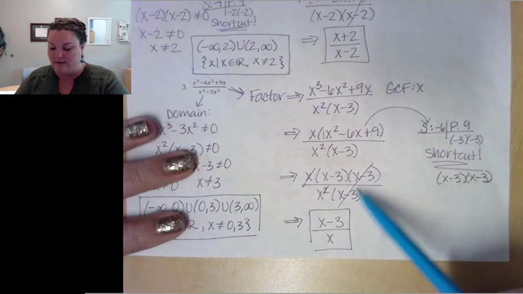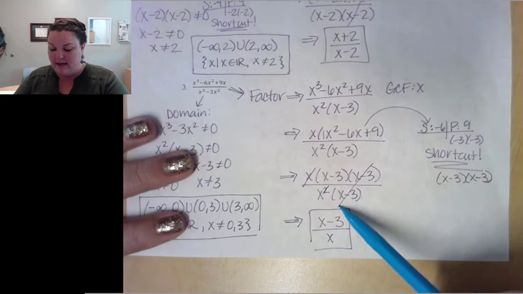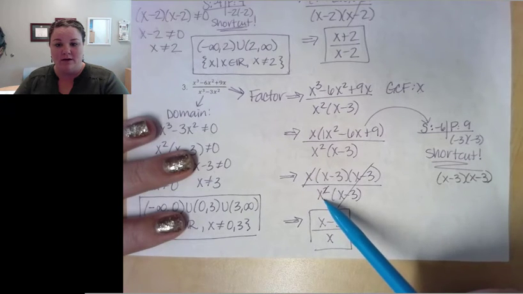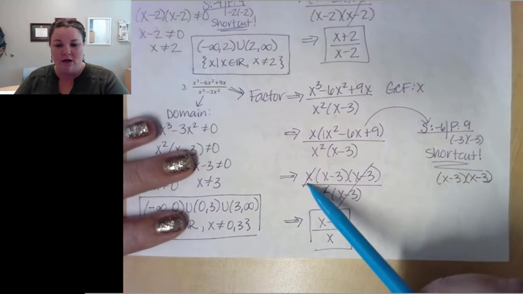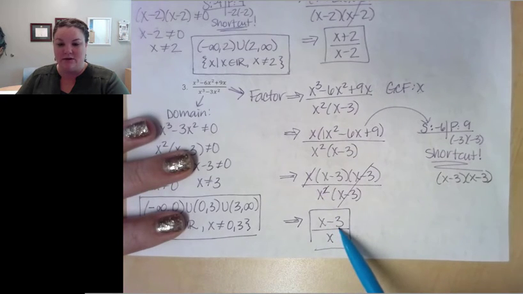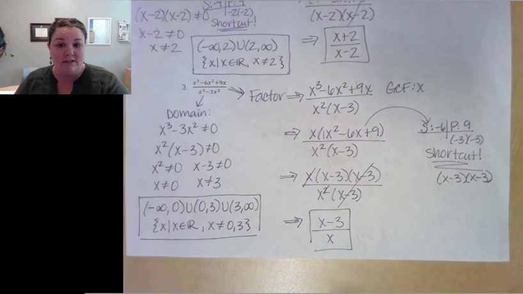Okay. So now I can cancel my x minus 3's on top and bottom, just 1, right? Just 1, because the number over itself cancels. And then I can reduce by x, because I have 1 x on the top and 2 x's on the bottom. So I can cancel the 1 from the top with one of the ones from the bottom, and I'll be left with x minus 3 on top and just a single x on the bottom.